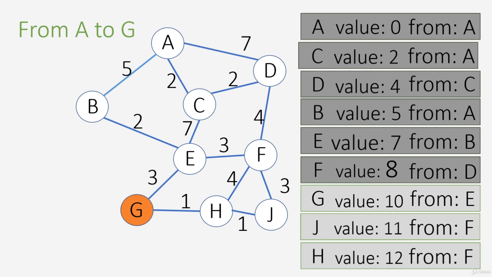So now I can reconstruct this path by looking at the nodes that I visited. So I got to G from E. I got to E from B. And I got to B from A. And that is our shortest path.